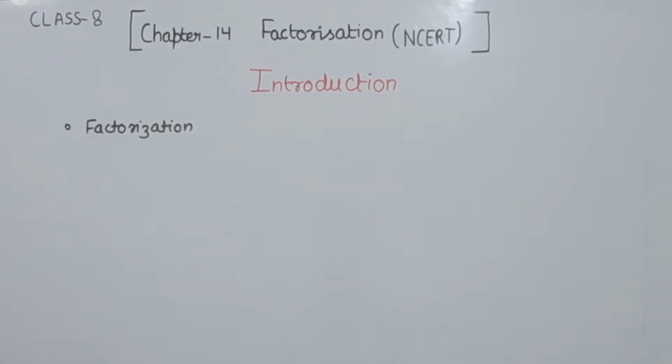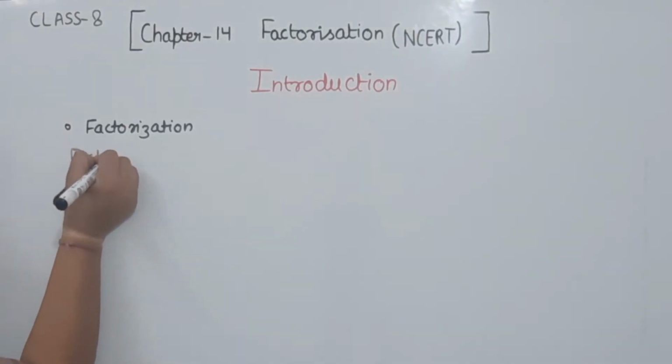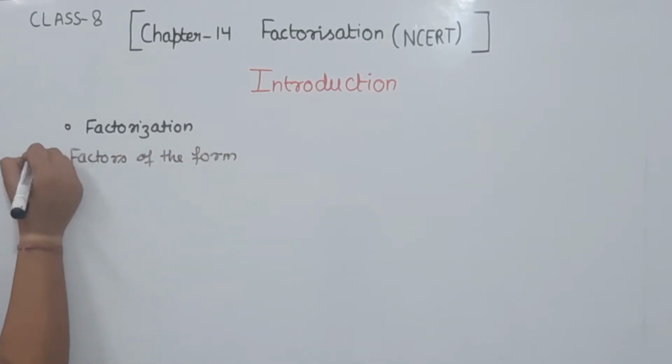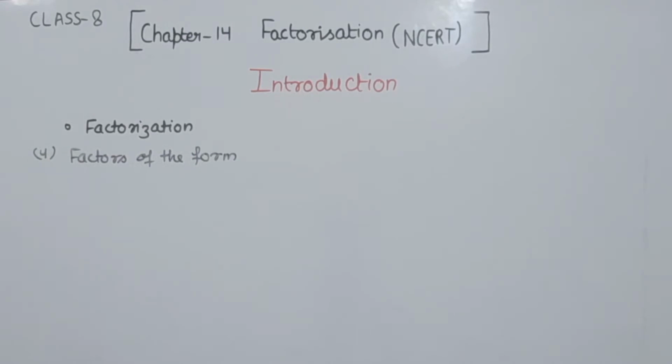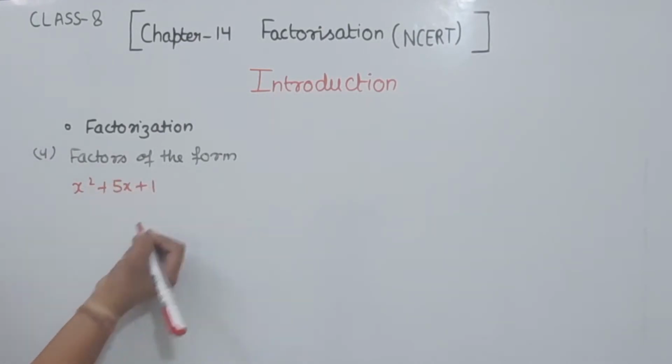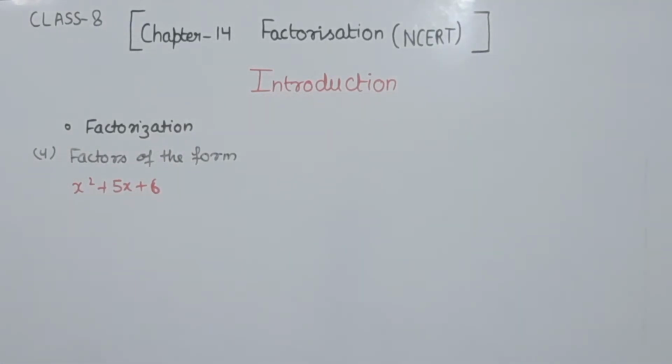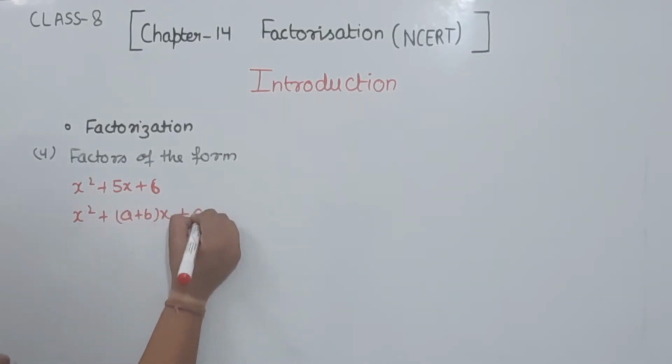Now comes the next method. The next method we have is factors of the form. I'm going to write here factors of the form. This is the fourth method we have when we are factorizing. So let's take the example x square plus 5x plus 6. Now we are going to find the factors of this. Here I am going to use the identity x square plus (a plus b)x plus a multiplied by b.